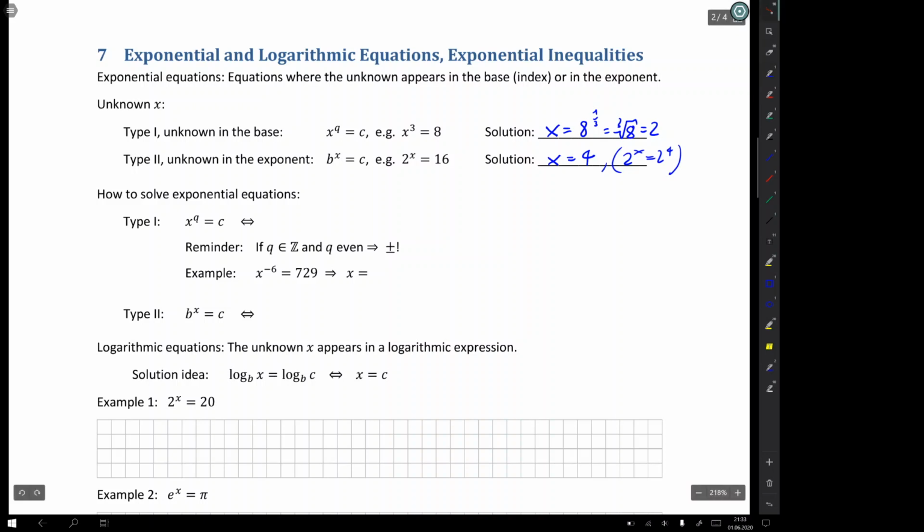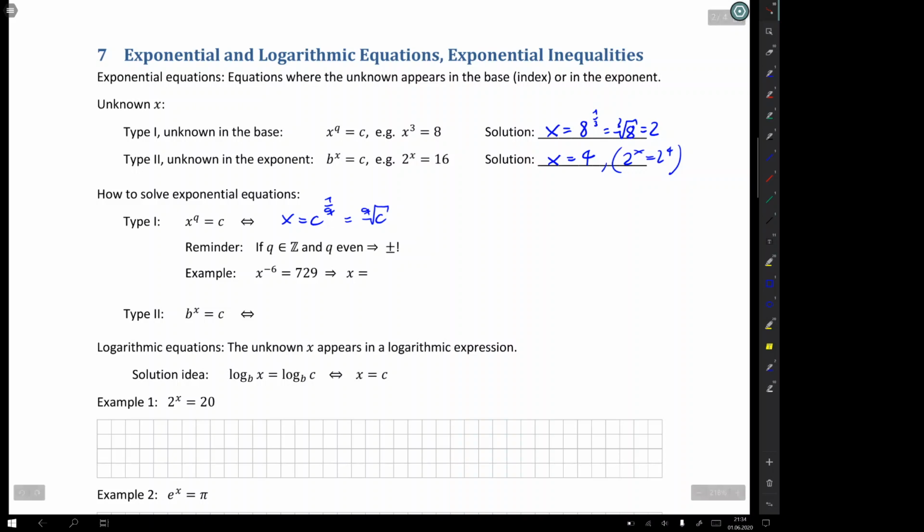So how to solve exponential equations? x to the power of q equals c. This means x is equal to c to the power of 1 divided by q, or the q-th root of c. Well, how did we do that? What we do here is we take both sides to the power of 1 divided by q, and x to the power of q, the whole thing to the power of 1 divided by q, means I have x to the power of q times 1 divided by q, so x to the power of 1.